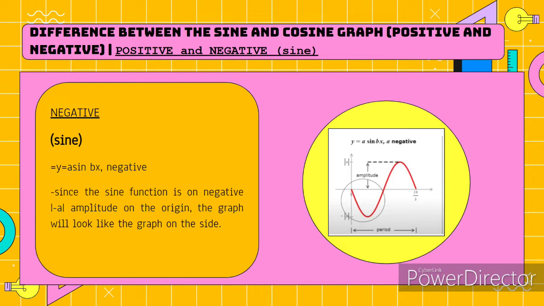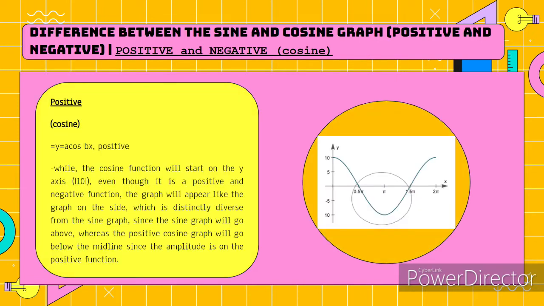The wave from the origin goes below the midline, unlike the positive, which goes above the graph. The next part is the cosine function involving positive and negative factors.